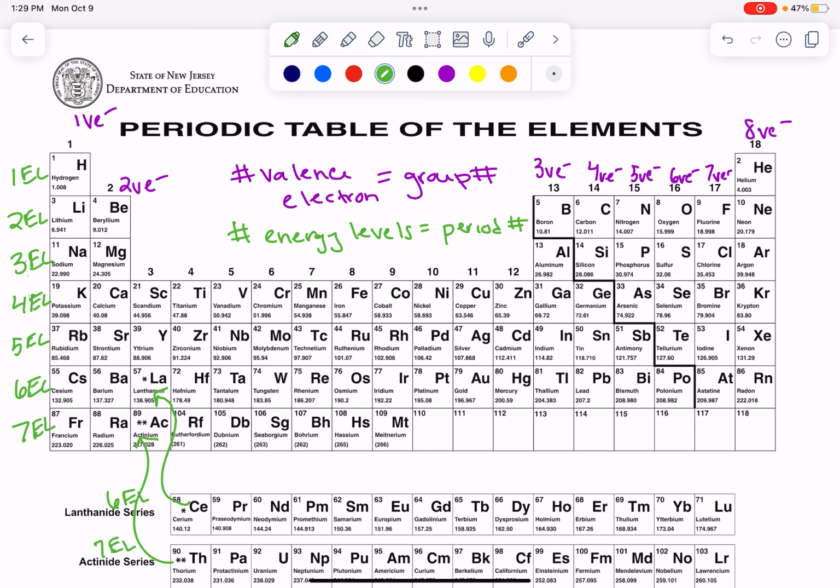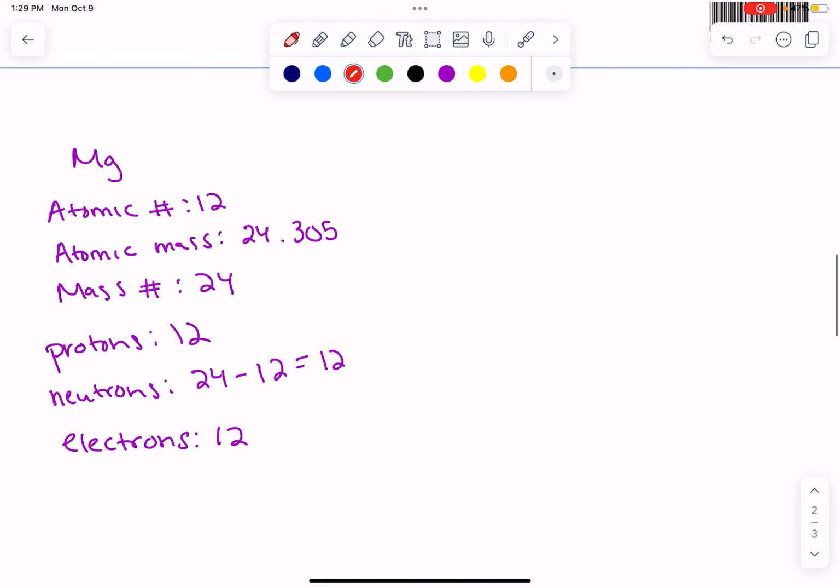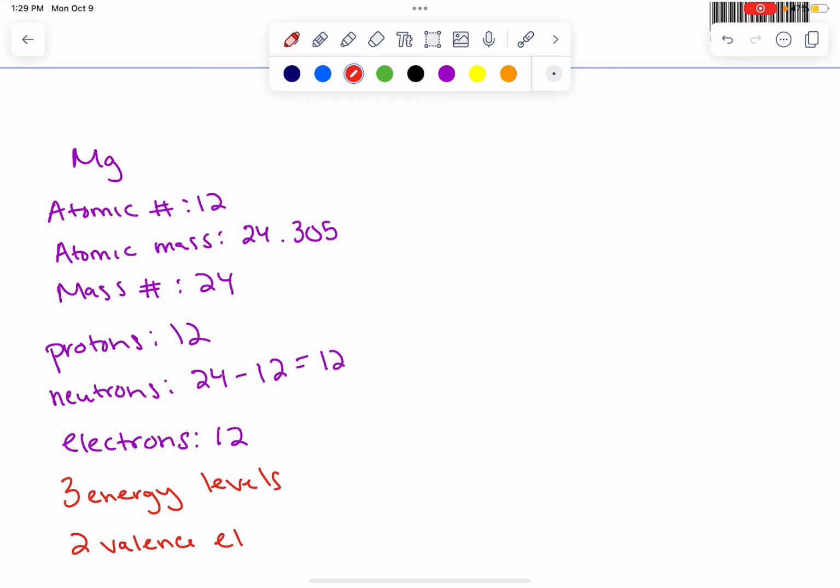Okay? So if we go back to our example here of magnesium, we see it is in our second group, so it has 2 valence electrons, and our third period, so it has 3 energy levels. Let's write that down. 3 energy levels and 2 valence electrons.